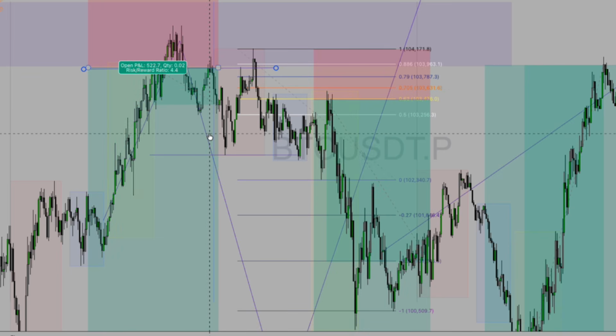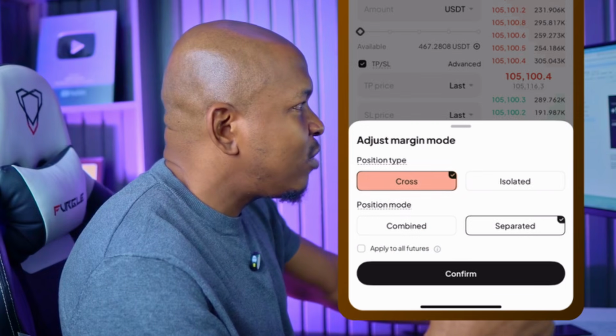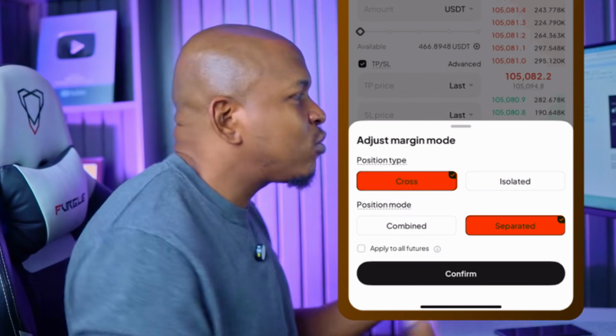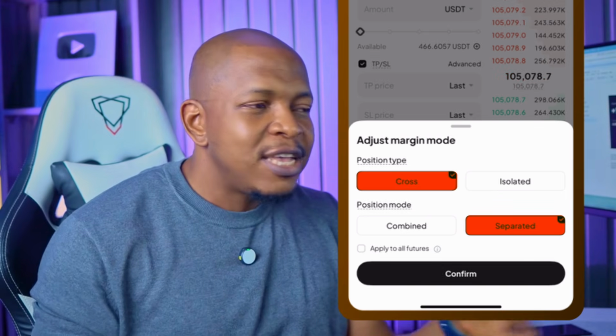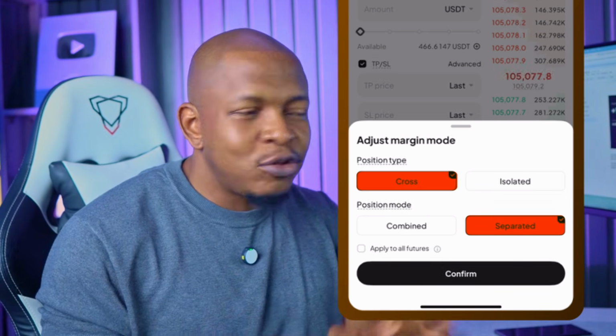This one is already safe. So Weex is going to record this trade separately and also record this trade separately. That's why I say you choose cross and you now choose separate. If it was other exchanges, you cannot do this. It's going to scatter it all. So you have learned this.